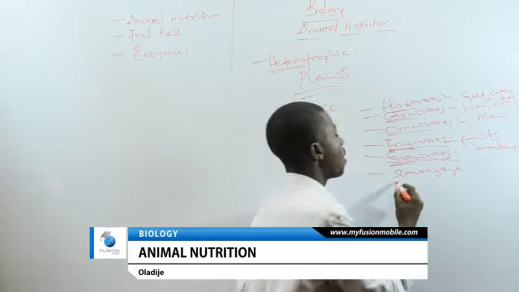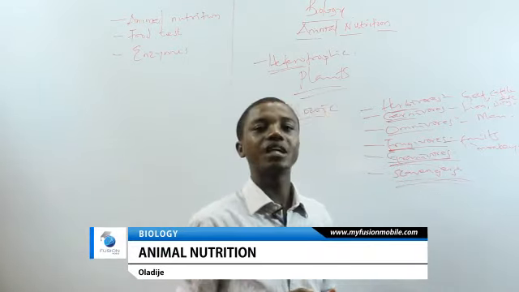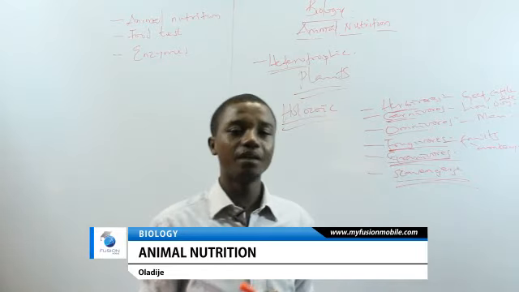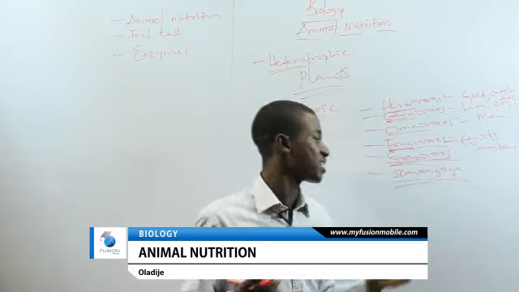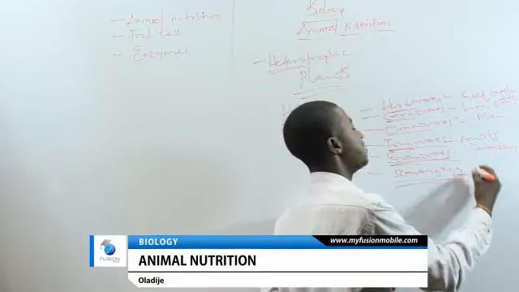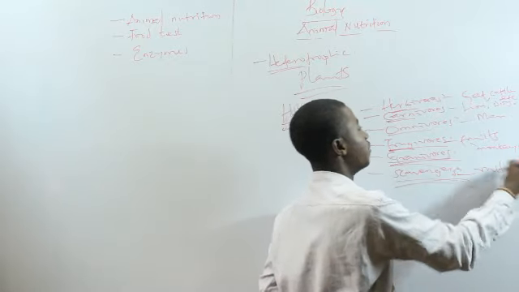And lastly, we have scavengers. Scavengers are organisms that feed on dead animals. A very good example of a scavenger is the vulture.